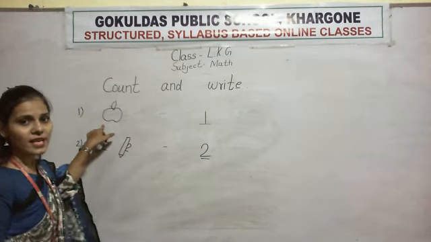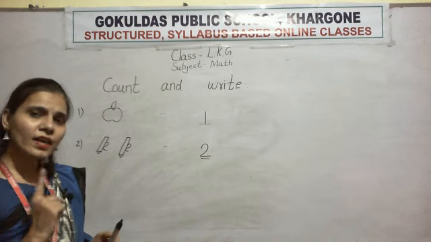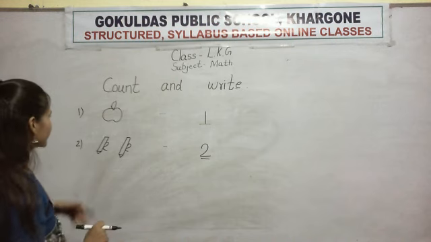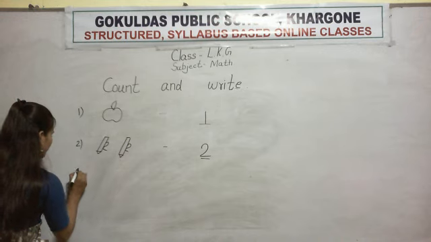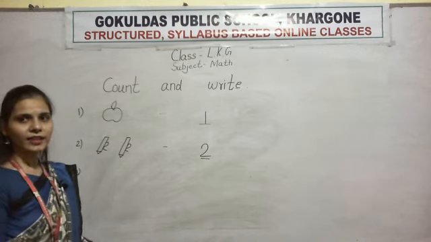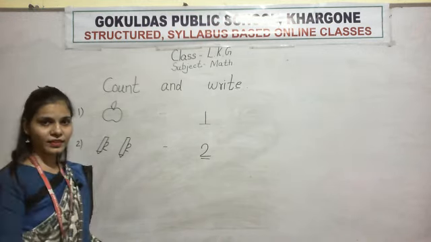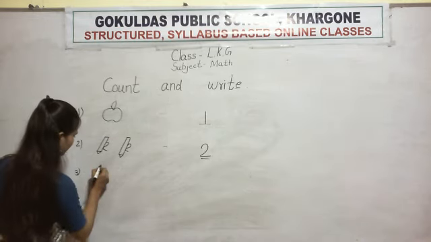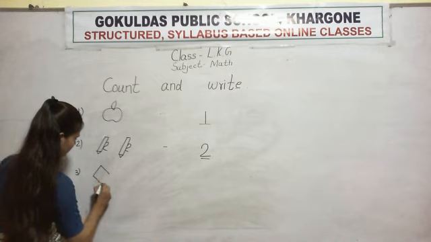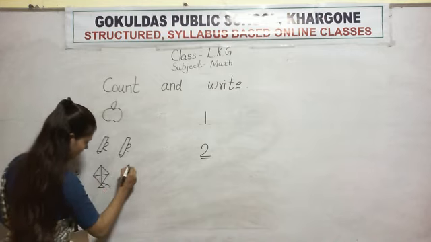Here how many apples are there? So there is only 1 apple, ma'am. Yes. 1, 2. Now example number 3. Okay, write with me and repeat after me also. Okay, now third example. Look at the board.